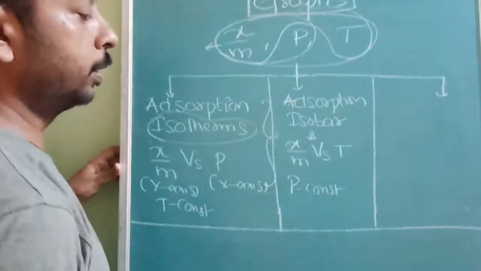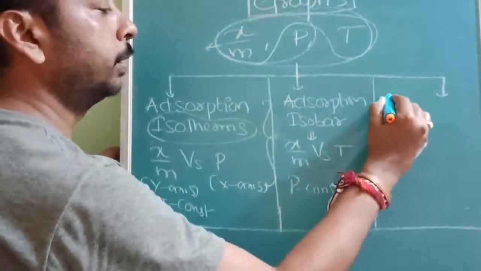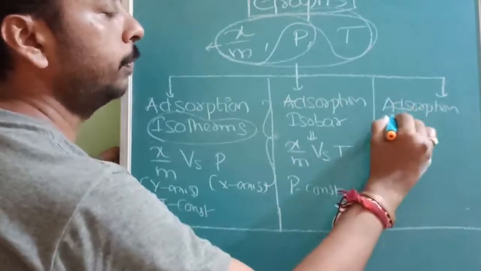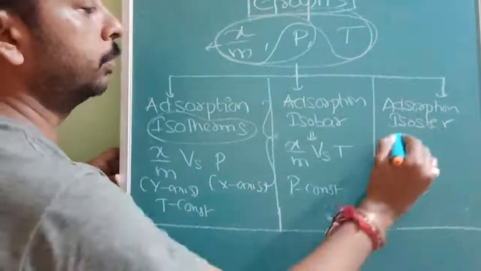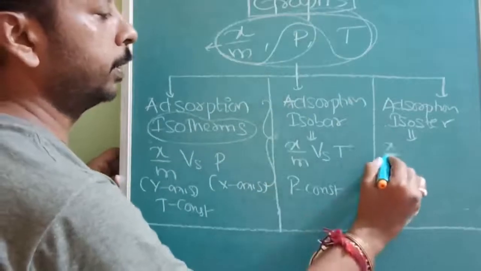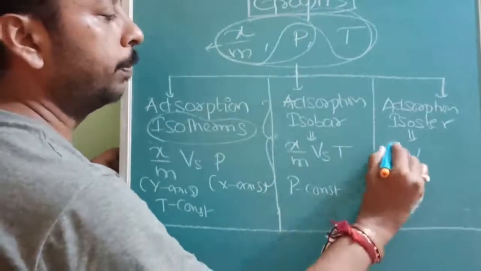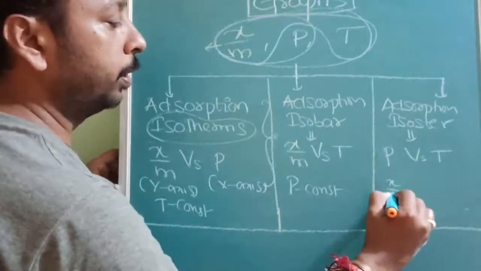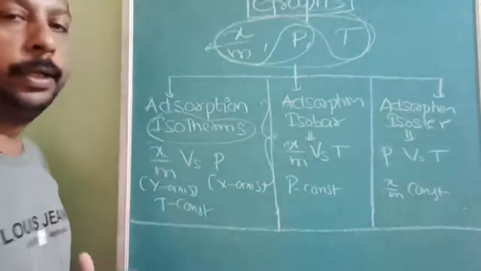Now let's see the third graph. The third graph will be pressure and temperature. This is called an adsorption isoster. So it will be pressure versus temperature, the variables that are left over. Here x upon m is constant. This is the graph we are going to study in detail.